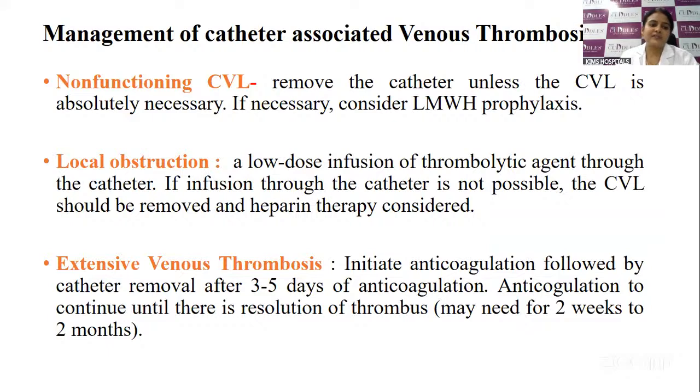Coming to the management, if there is any non-functioning central venous line, we have to remove the catheter unless that central venous line is absolutely necessary. If there is any local obstruction, then a low-dose infusion of thrombolytic agents through the catheter has to be done. If infusion through the catheter is not possible, then this central venous line has to be removed and heparin therapy has to be considered. If there is any extensive venous thrombosis, then anticoagulation therapy has to be initiated, followed by catheter removal after 3 to 5 days of anticoagulation. And this anticoagulation has to be continued until there is resolution of the thrombus. And this may take 2 weeks to 2 months.